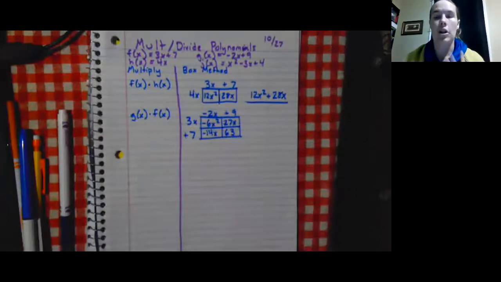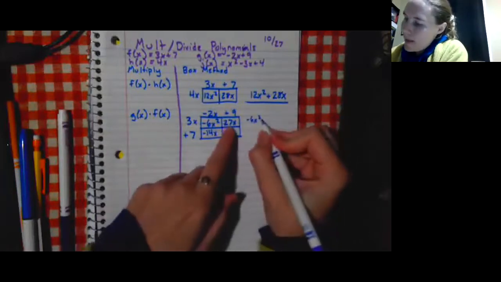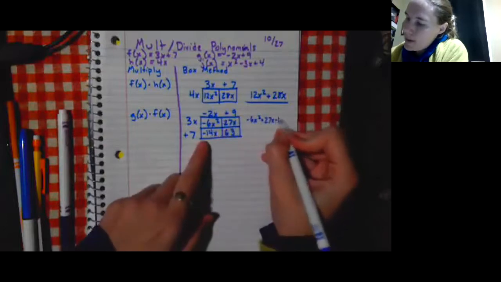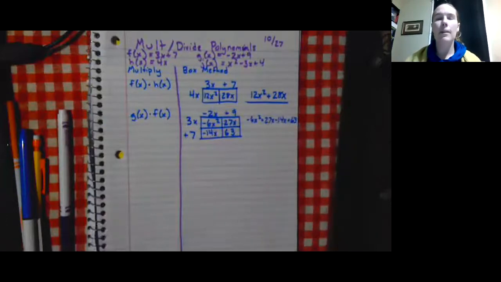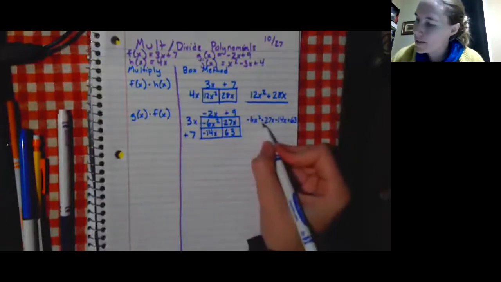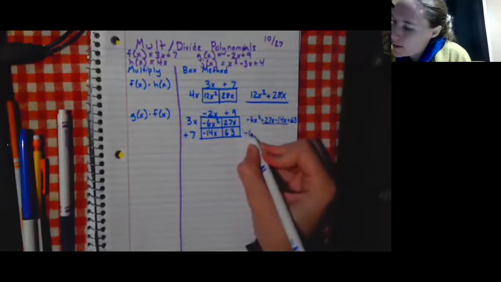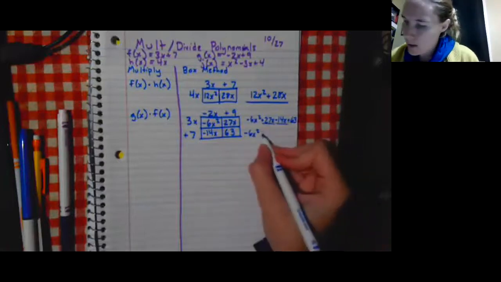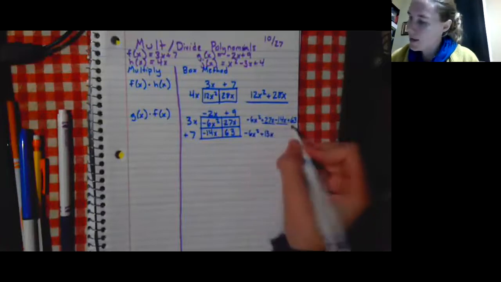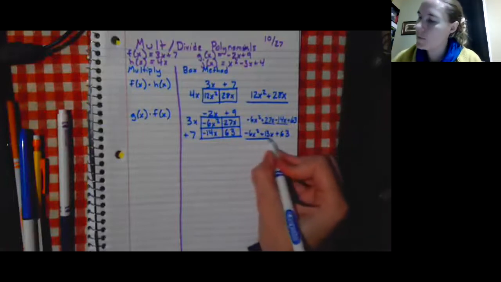Now let's write all these terms out. So I have negative 6x squared plus 27x minus 14x plus 63. We have a couple of like terms here. We have that 27x and that minus 14x, so we want to combine those. So my final answer is negative 6x squared, and when I combine these two, I get plus 13x, and this last one is plus 63. And this would be my final answer.